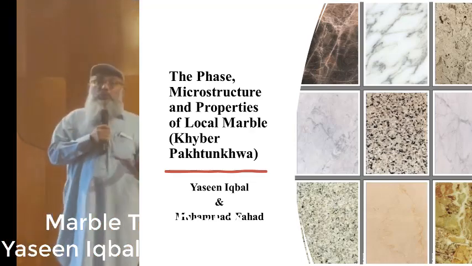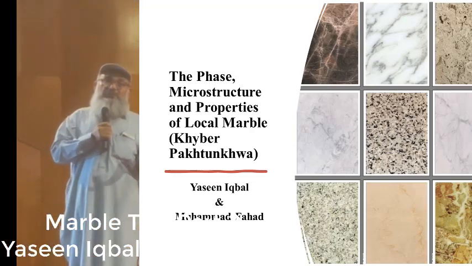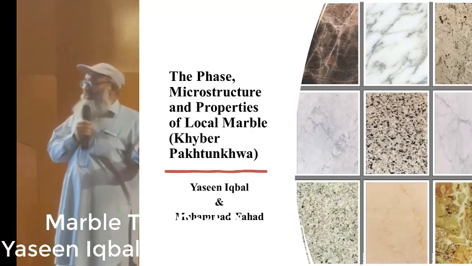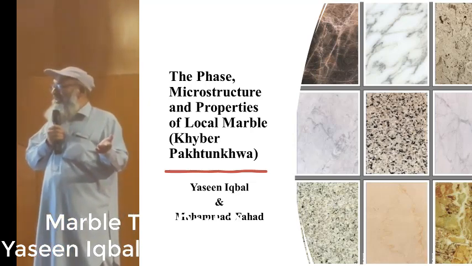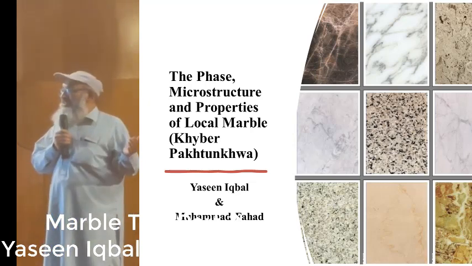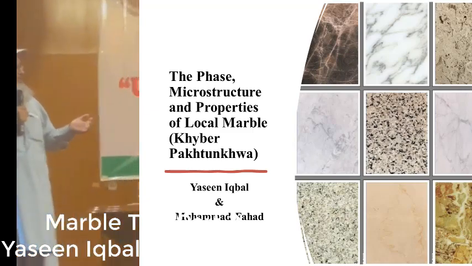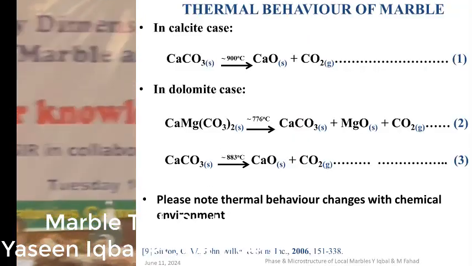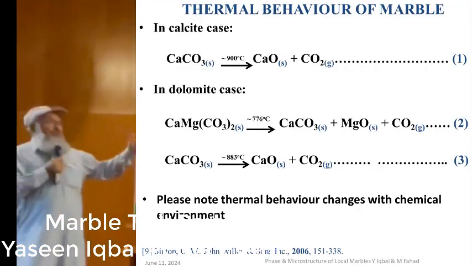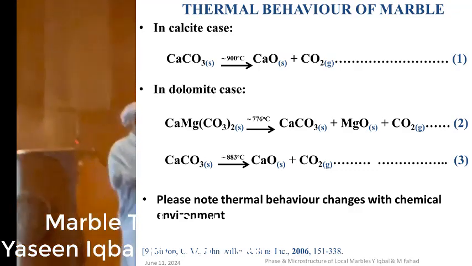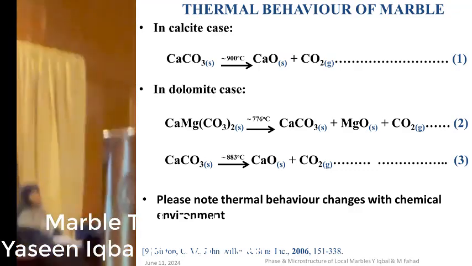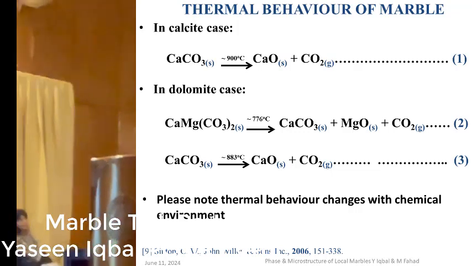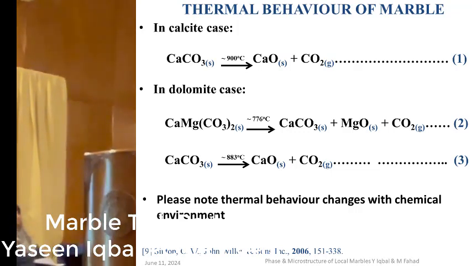This is why we should be careful about the excavation and extraction of marble, in which way we destroy our mineral resources. Now, the thermal behavior of marble is that if you have a calcite marble, it decomposes at 900 degrees centigrade into calcium oxide and carbon dioxide.